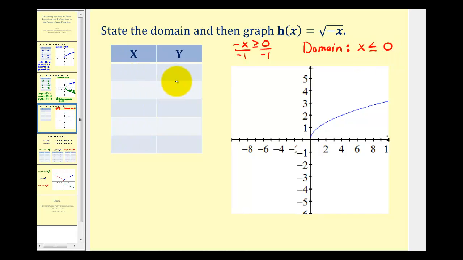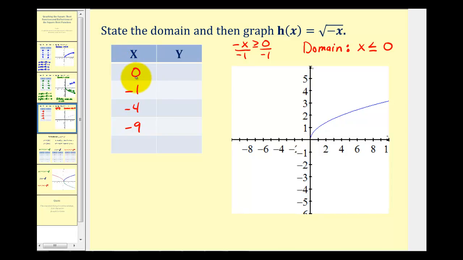So we'll still select x equals 0, but notice how we cannot select 1 because that's not in the domain. But if we select negative 1, we'll have a negative 1 underneath the square root, which would be positive 1. So we'll select -1, -4, and -9 this time for the values of x.